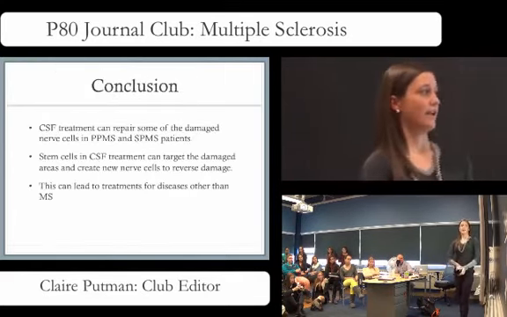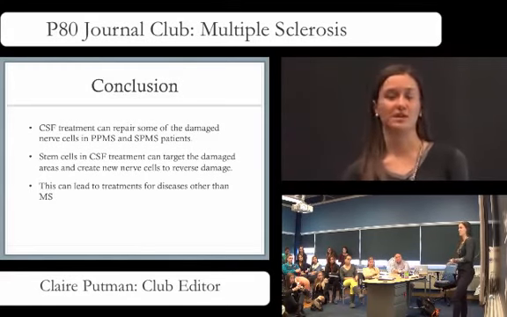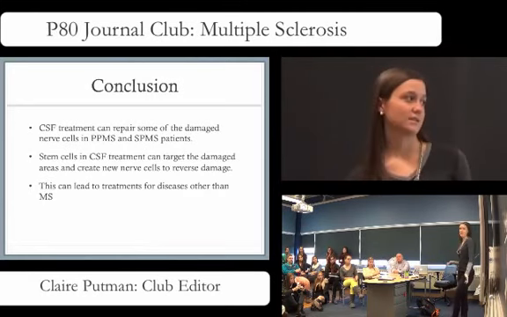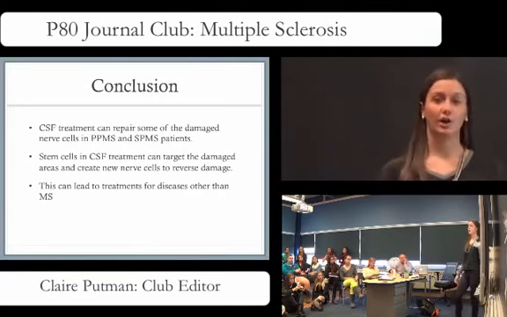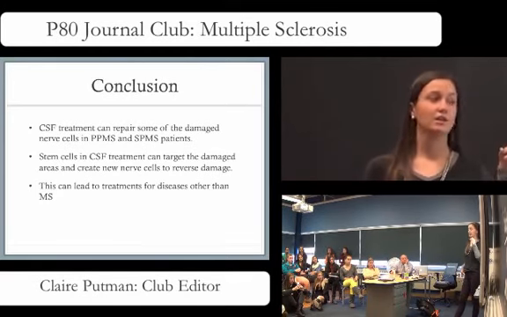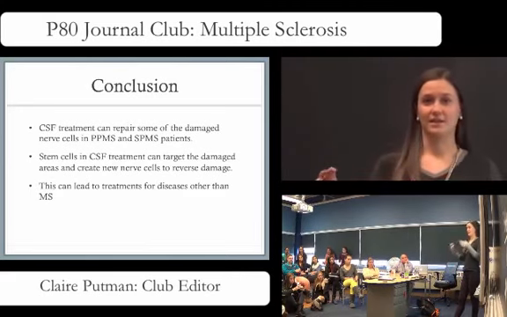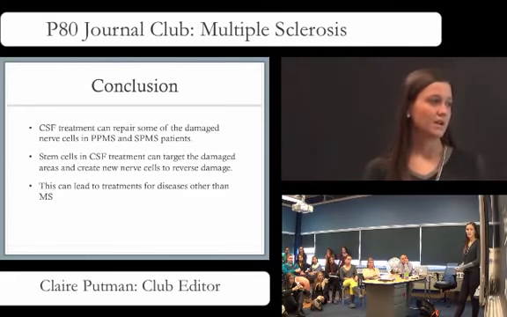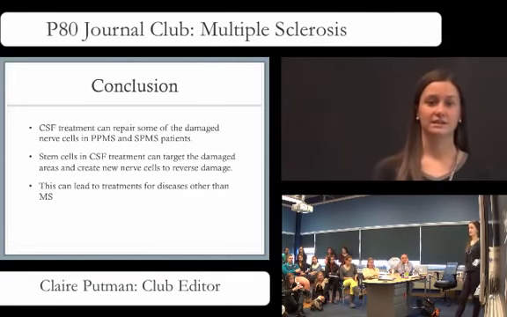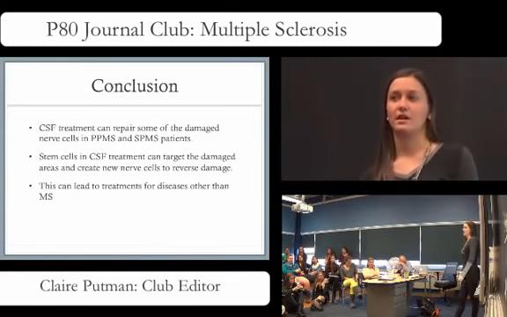Okay, so in this article, they were able to use the spinal fluid treatment to repair the nerve cells that were damaged because of MS. They were also able to target the stem cells to go to the specifically damaged areas in the brain to create new nerve cells that make up for the damaged ones. In the article, the doctors say that this could possibly work with other diseases like MS, so the next step would be to try it with another disease.